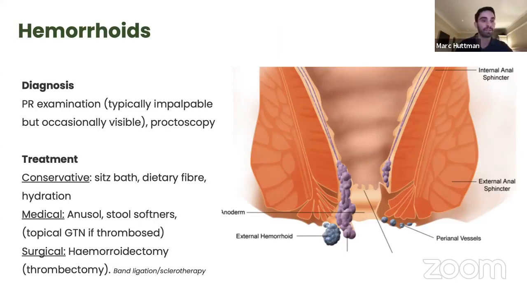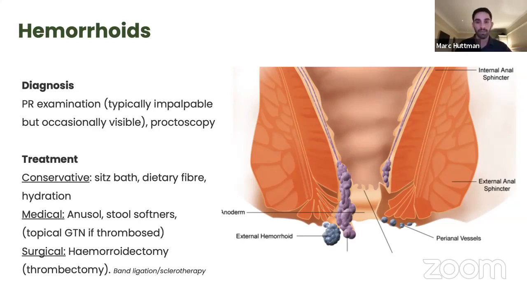So treatment for hemorrhoids, conservative treatment, a sitz bath. That's basically sitting in warm, salty water, and that soothes the itching and helps them retract back in. Dietary fiber, remember we said constipation is a risk factor and will make them worse. So increasing your dietary fiber will help, and hydration for the same reason, because it softens up your stools.